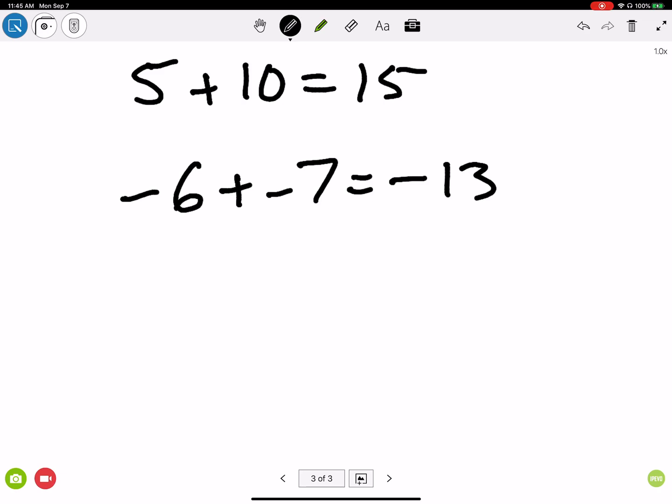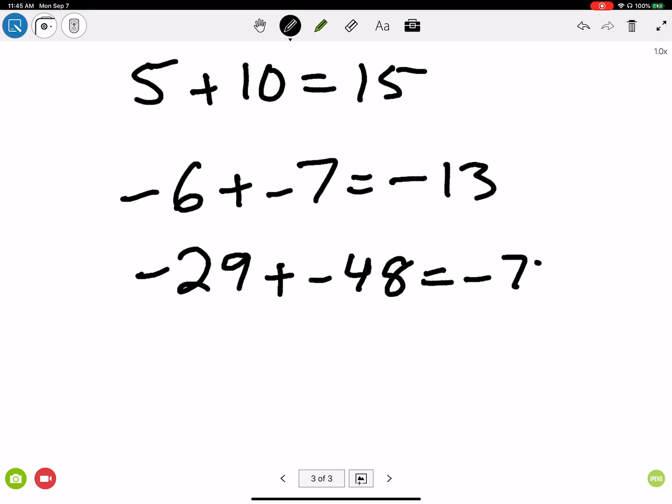If I gave you something a little bit harder, and I said negative 29 plus negative 48, it's fine. You're adding two negatives, so you know my answer is going to be negative. 48 plus 29 gives me 77. So my answer is negative 77.